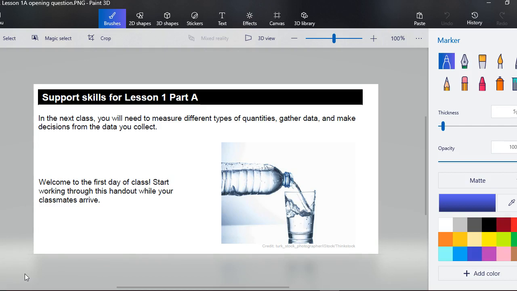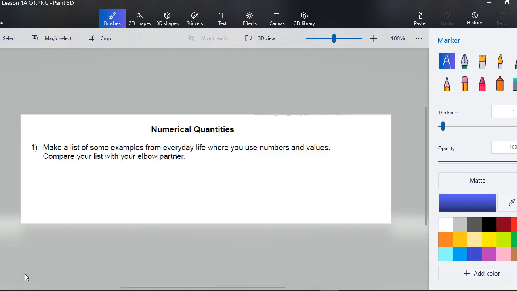Let's start here. It says, welcome to the first day of class, and start working through this handout while your classmates arrive. Well, we're just going to start working on it online. The idea with these lessons is that you will answer the questions or attempt the questions one at a time before watching this video. Like right now, if you don't have an answer or two down for question 1, pause the video, jot down a couple of thoughts, and then come back.